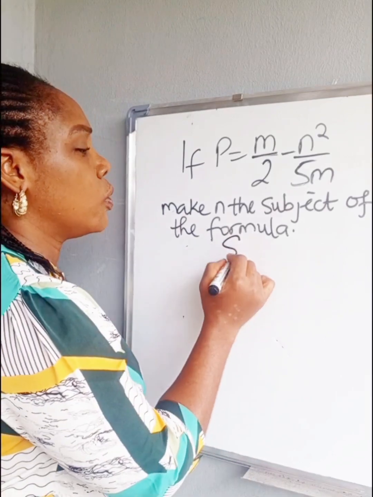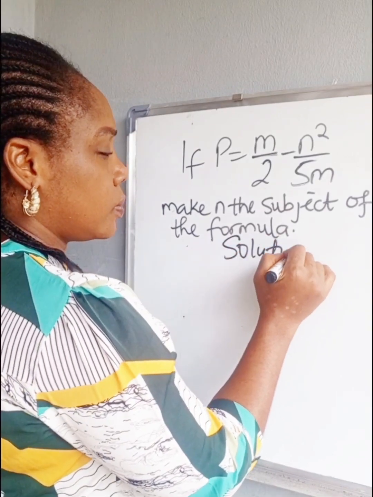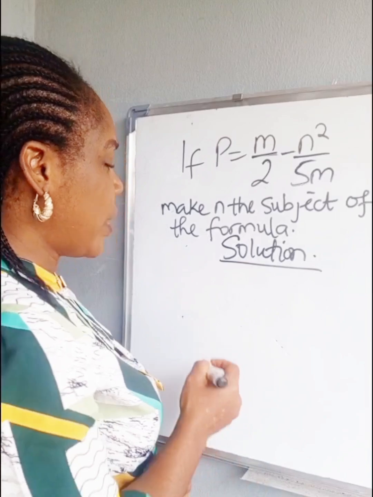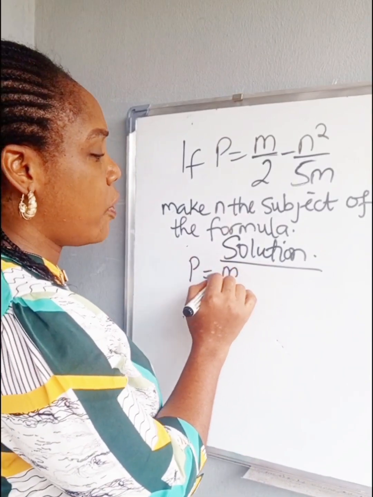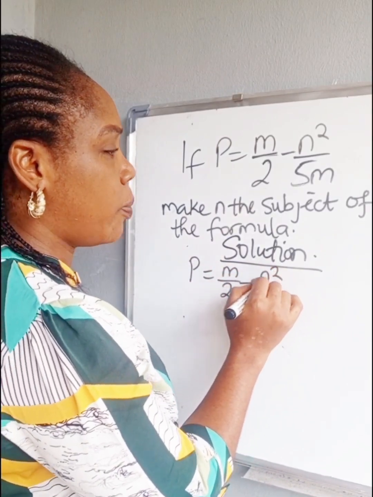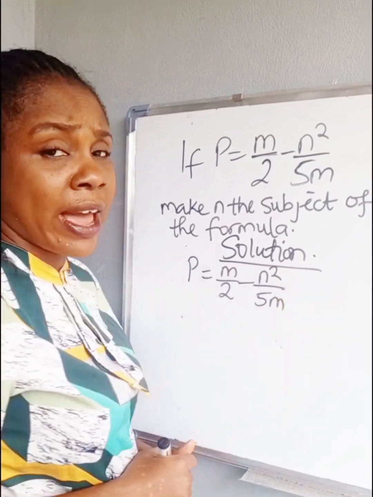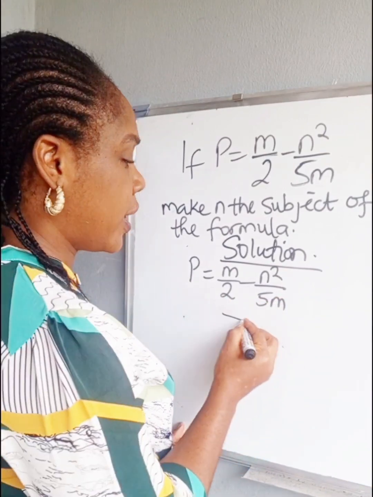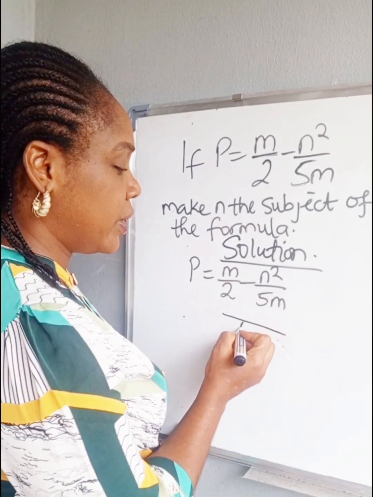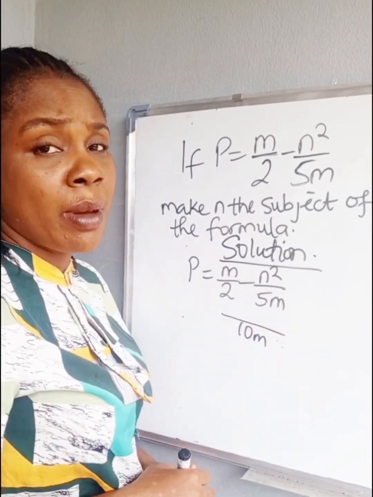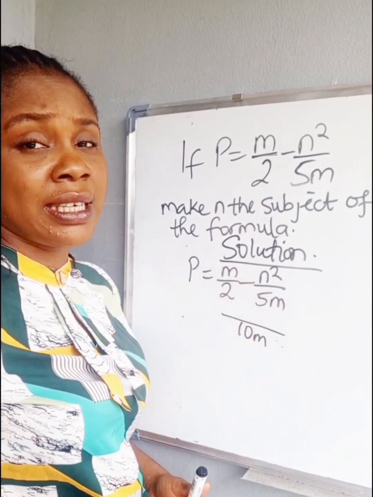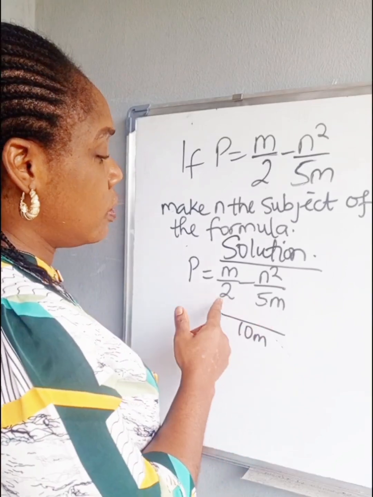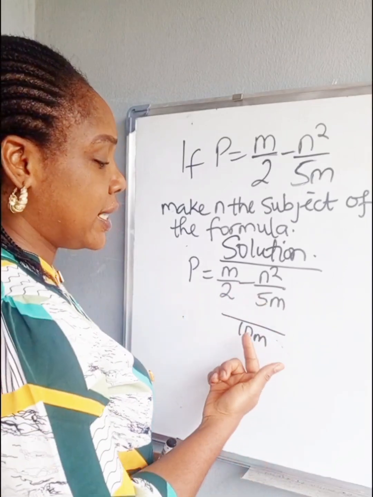So now let's go. Solution. Now we have P is equal to m over 2 minus n raised to the power of 2 all over 5n. The first thing we have to do is to multiply the denominators, okay? That is 2 and 5n. That gives us 10n. Remember, we are not going to be using the LCM method now. So now we have 2 times 5n, that is 10n.